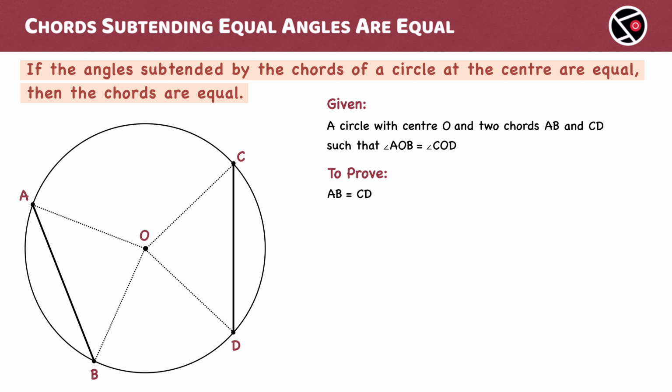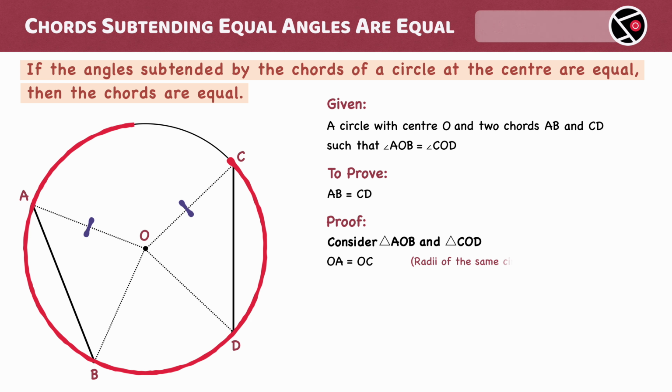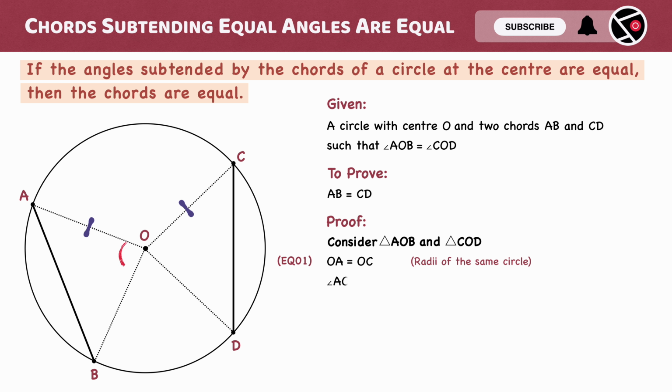Now let's move to the proof. Focus on triangles AOB and COD. OA equals OC. Why? Both are radii of the same circle. Angle AOB equals angle COD.